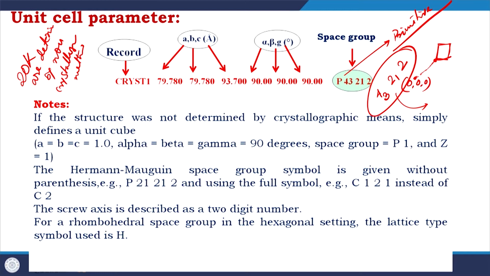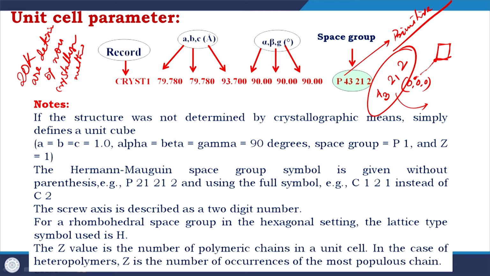For a rhombohedral space group in the hexagonal setting, the lattice type symbol uses H. The Z value is the number of polymeric chains in a unit cell. So, there are Z values also, which talk about the polymeric chains in a unit cell. In the case of heteropolymers, Z is the number of occurrences of the most populous chain. So, here we have one polymeric chain only.